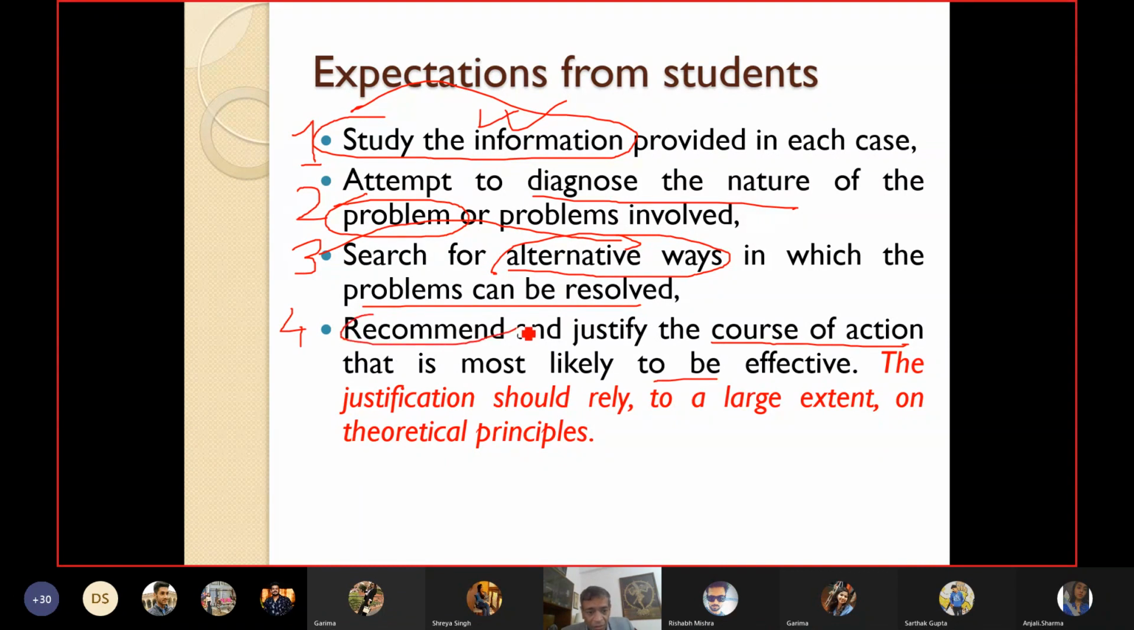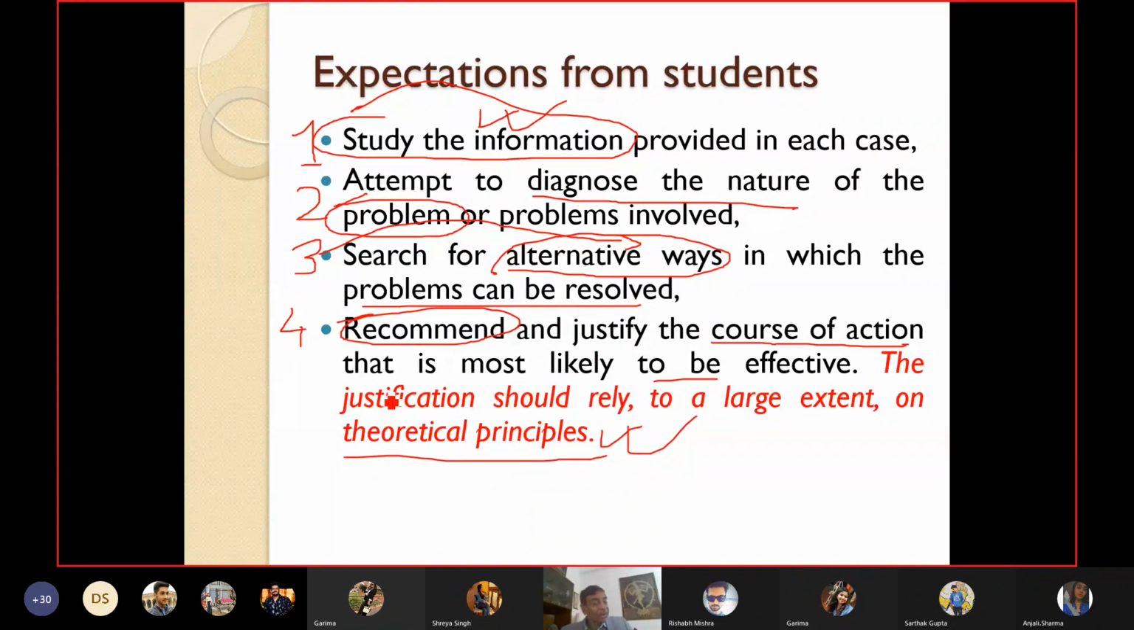So, next is your recommendation. And the justification should rely to a large extent on theoretical principles or theoretical context which you're studying during the course of your entire MBA program. So, ladies and gentlemen, let me repeat this once again. It's absolutely pivotal, important, and necessary for students to break it up into groups, look at particular sections of the case, study the information in depth, and then go back to interpersonal group work and look at the application quotients, whatever you've learned in different subjects, and bring them all together.